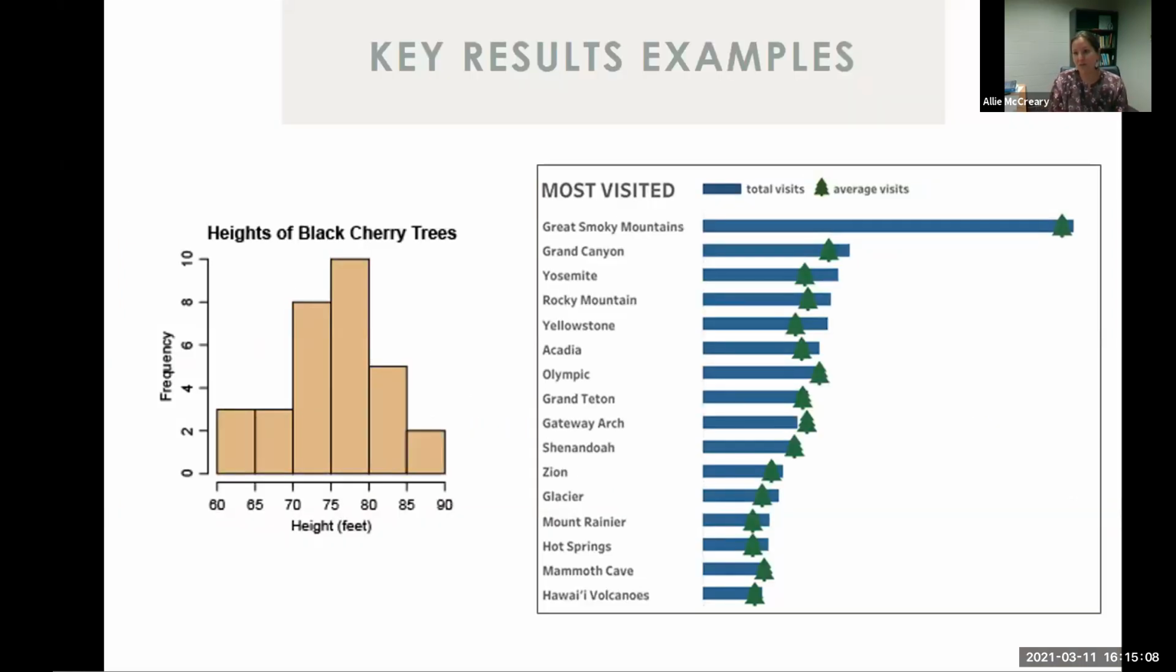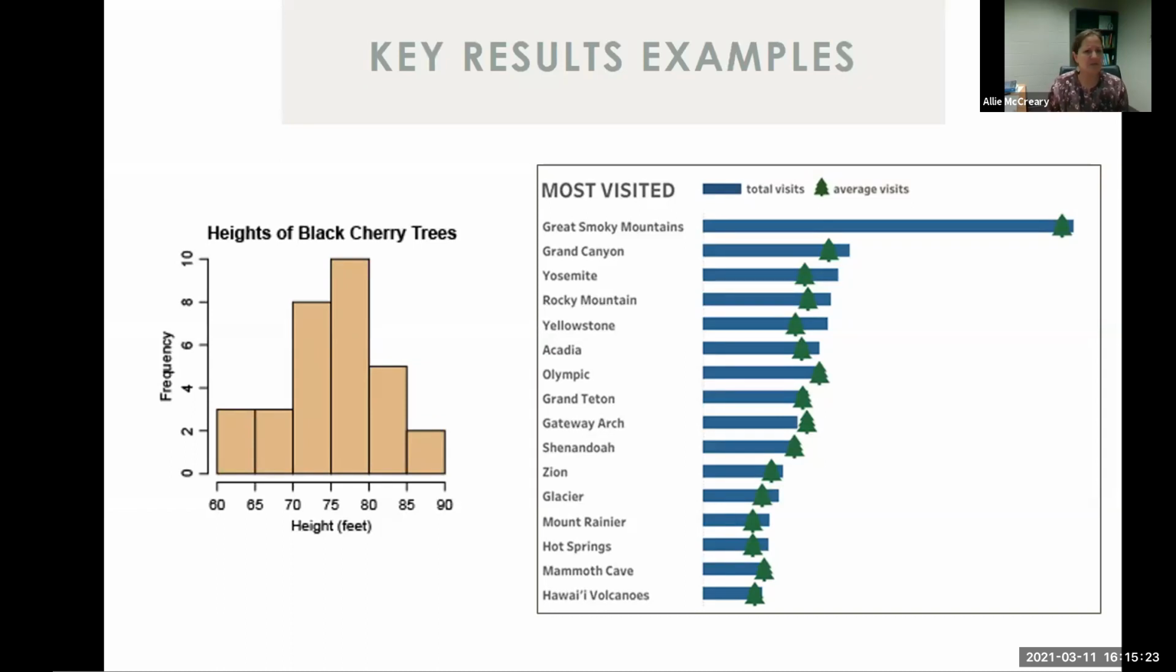And then key results, which is what most of us think about, right? When we think about visualizing research, most of us typically think about visualizing our results because that's the meat of our story. That's really what we want people to remember. That's what we want people to know: what happened, so what?